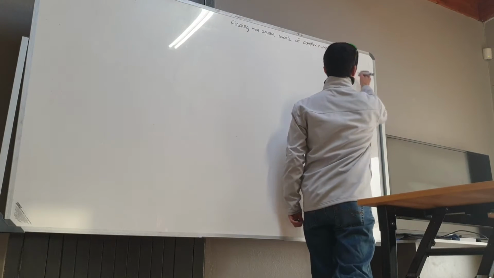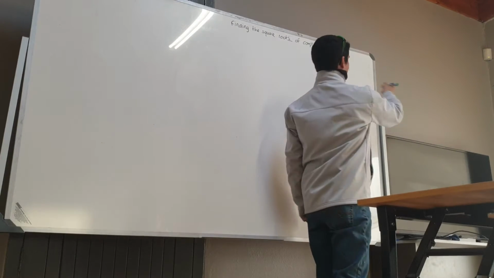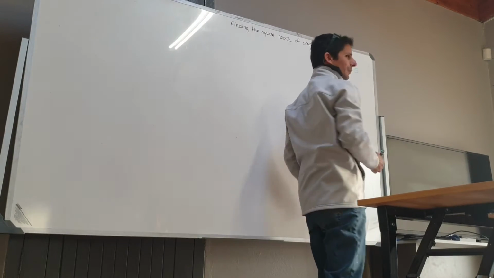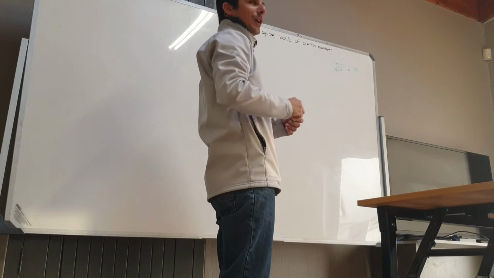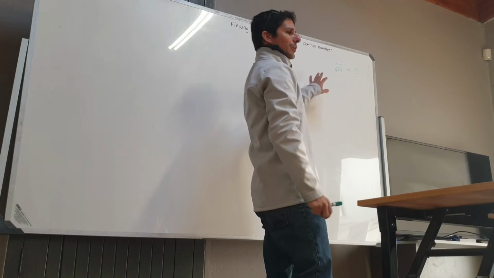Okay. When you first learned maths, you learned about just the number 5. Why did we not tell you about the other solution when you learned about square roots?